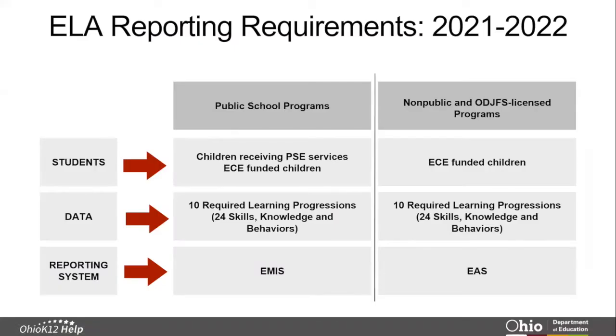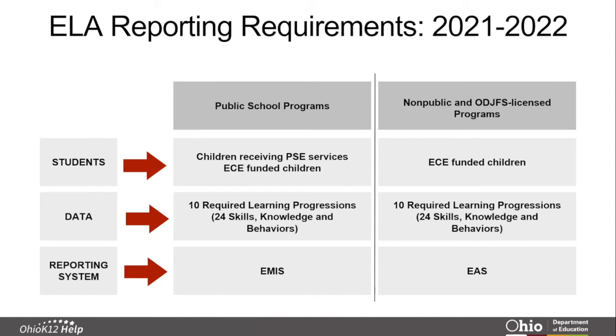So our next one we want to go over here is the ELA reporting requirements for 2021-2022. Currently the reporting requirements for ODE and JFS license programs are for those ECE funded children and children receiving PSE services. And to meet the requirement, only the 10 learning progressions are needed to report successfully. EMIS and EAS are the 2 main data systems that are used to collect that ELA data. ECE and PSE are the preschool education, and those, like I said, are those required 10 learning progressions.